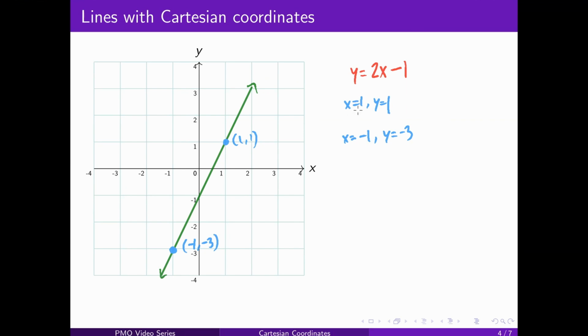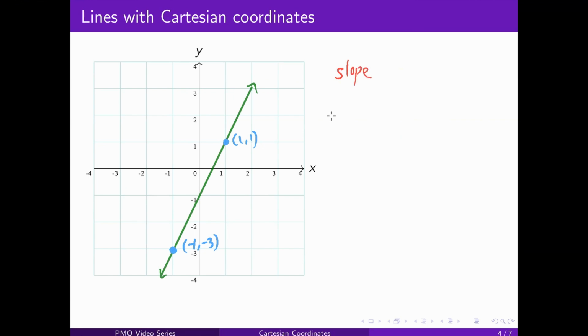Now, given a line, let's say you don't know the equation. You're just told we have a line going through 1, 1, and -1, -3. How would we figure out what the equation of the line is? Well, first we'd need to compute the slope.